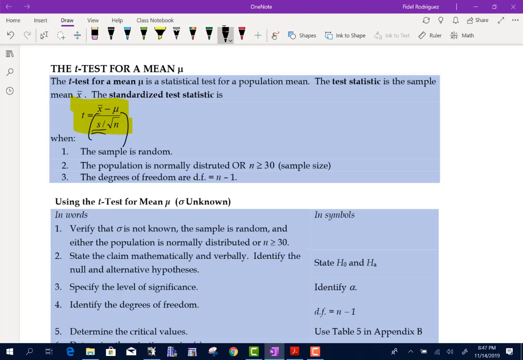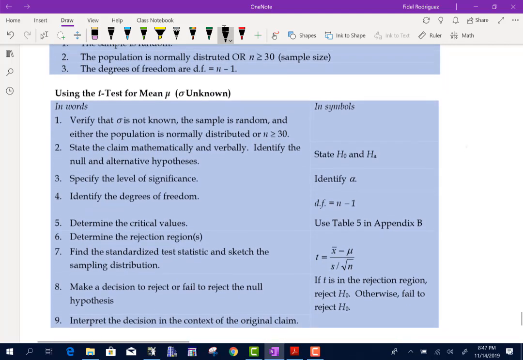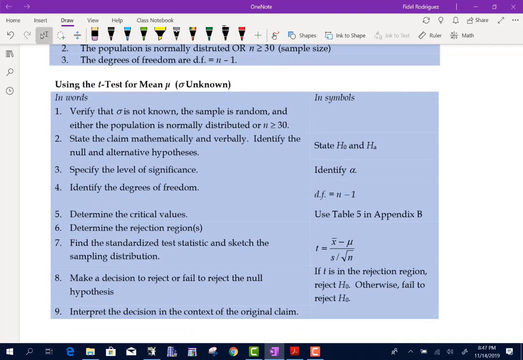All right. So, guys, the way we're going to do this, there are a couple of things we've got to know. Number 1, it says verify that the population standard deviation is not known. In these problems, the population standard deviation won't be known. The sample is random. Either the population is normally distributed or we have at least 30 samples. State the claim mathematically and verbally. Identify the null and alternative hypotheses. This is our H0 and our HA. Specify the level of significance.